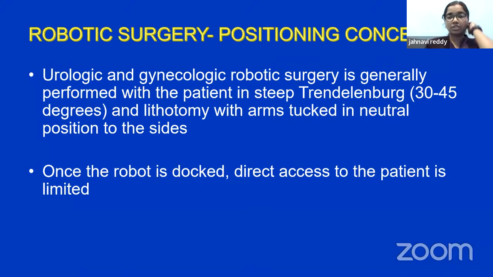Robotic surgery and positioning concerns. Urological and gynecological surgeries are most commonly performed as robotic surgeries, and the patient is generally placed in a steep Trendelenburg position, that is 30 to 45 degrees, and lithotomy position with arms tucked at neutral position on the sides. Once the robot is docked, direct access to the patient is limited.